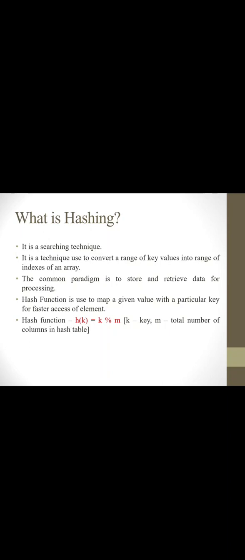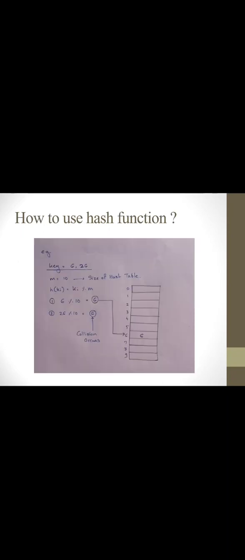For hashing, there are hash functions, that is h(k) = k mod m, where k is the key and m is the total number of columns in the hash table. So how to use the hash function? Suppose the keys are 6 and 26 and m equals 10. So m is the size of the hash table. The hash table is from location 0 to 9, and the hash function is h(k) = k mod m.